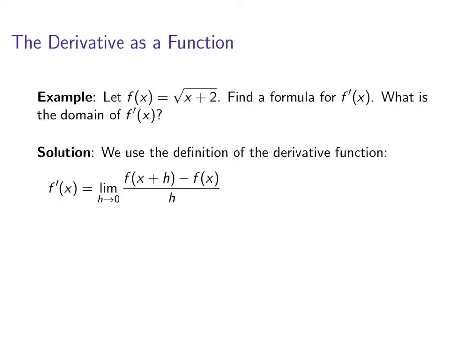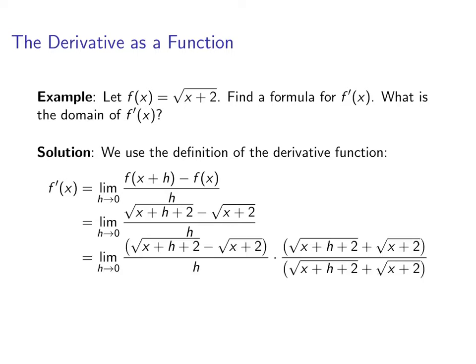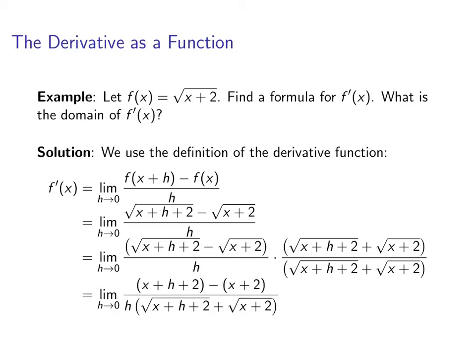So f prime of x is equal to the limit as h goes to 0 of f of x plus h minus f of x all over h. Plugging all these things into our formula for f of x, we get this limit. And we've seen this trick before now. Our method is to multiply the top and the bottom by the conjugate of that expression in the numerator. That's because in the top we end up with a difference of squares, and that gets rid of the square root.